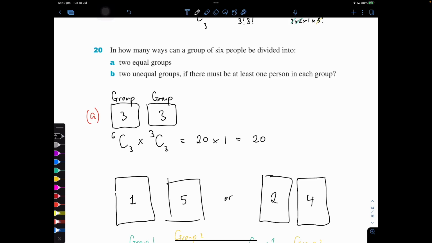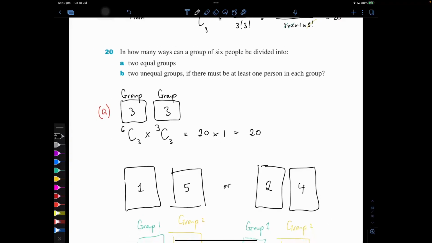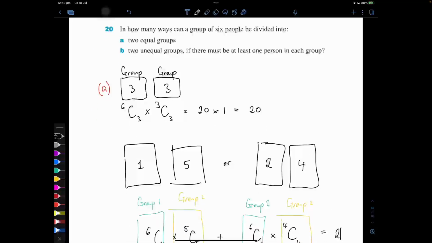Can we go to 11B? Yeah, but you just choose the 3 people. The 3 people that are left over become the second group. Do you want to do it now? Okay, so they're going to be one group. We're going to be here for a while. Do it in your own time.